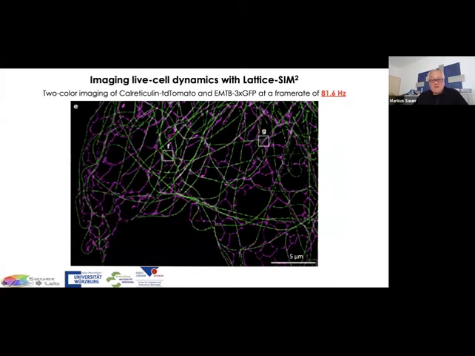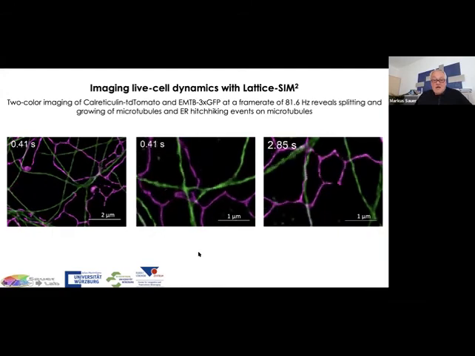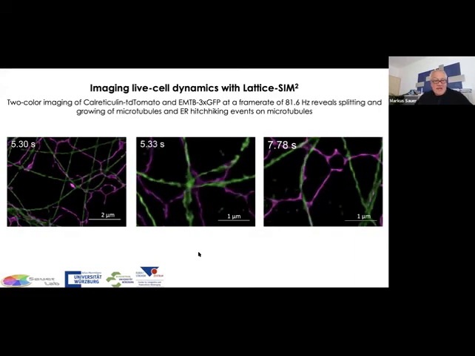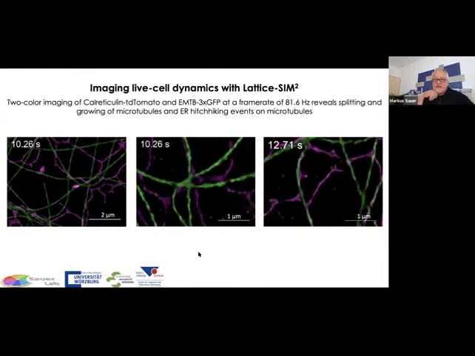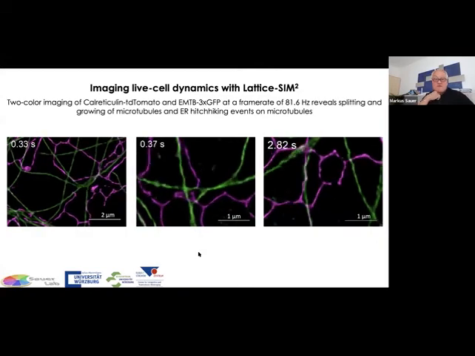How is it about two-color imaging? So we co-transfected the cells then with EMTB-GFP, expressing a microtubule binding protein, and we could then visualize the dynamics of the ER and the tubulin together at a frame rate of 81.6 Hertz. And on the last slide, I show you some example videos where we see on the left-hand side splitting and growing of microtubules, and on the right-hand side in this video we see ER hitchhiking events on single microtubules with really high spatial resolution.